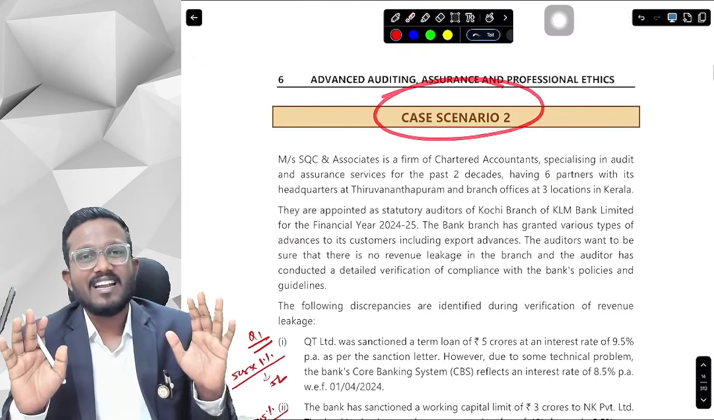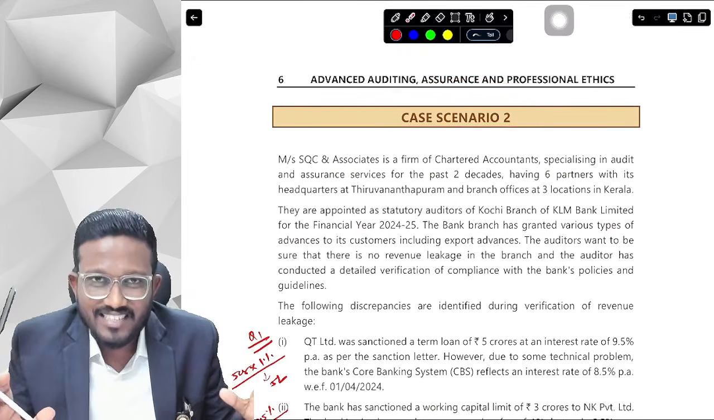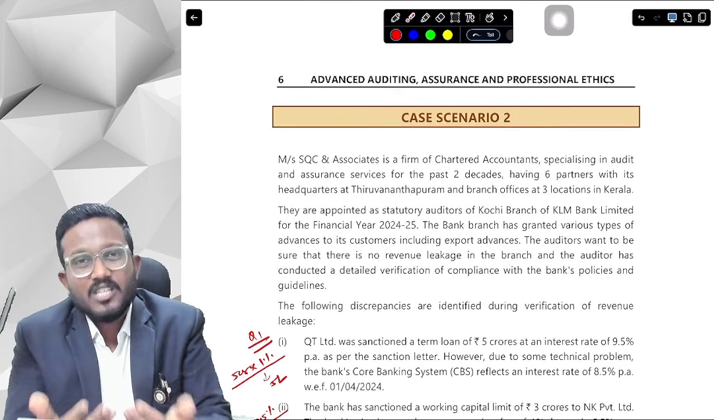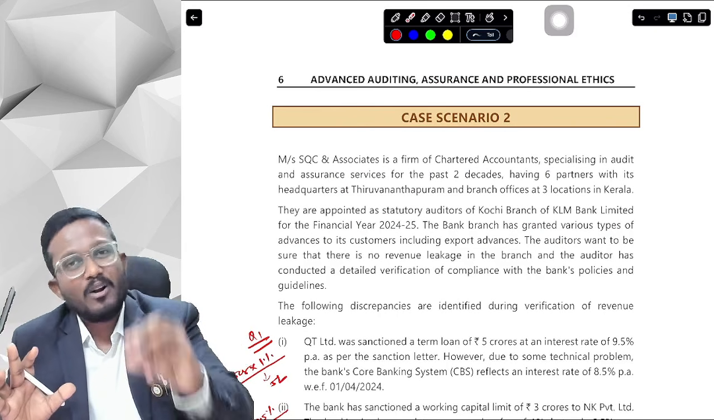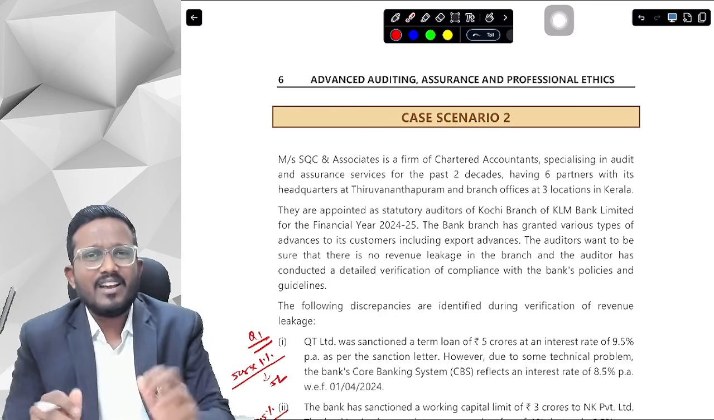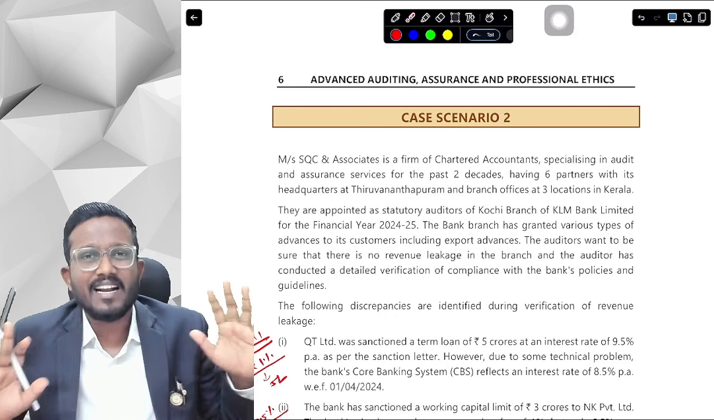Let's jump to the second case scenario. In this way we are going to cover all the case scenarios. Whenever reading the options is important, I will be reading the options. Whenever referencing the case study is important, we will reference the case study, and whenever we are directly able to solve the question, we will directly solve it.